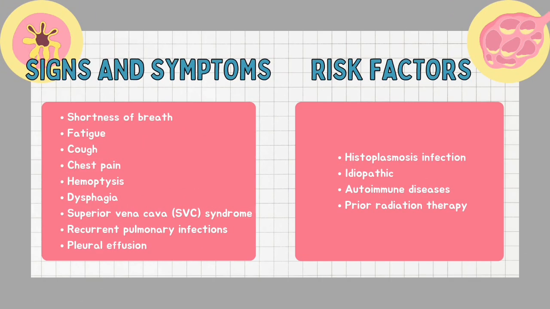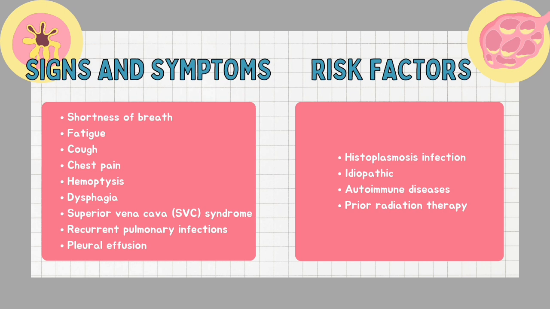Next, we have the signs and symptoms of fibrosing mediastinitis. First, we have shortness of breath or dyspnea, fatigue, cough, chest pain, hemoptysis or coughing up blood, dysphagia or difficulty of swallowing, superior vena cava or SVC syndrome, recurrent pulmonary infection, and pleural effusion or the fluid accumulation between the lung and the chest wall.